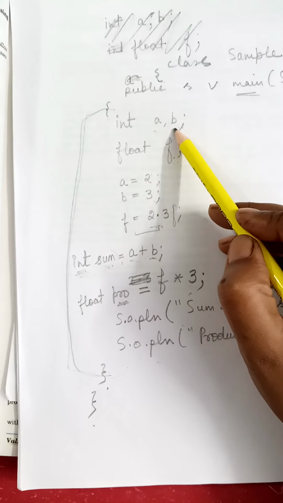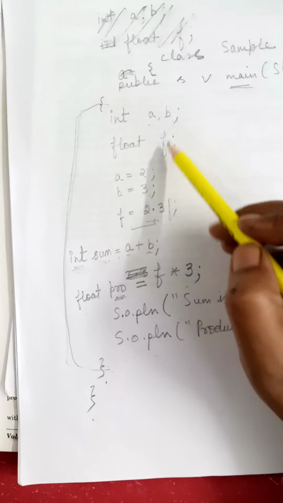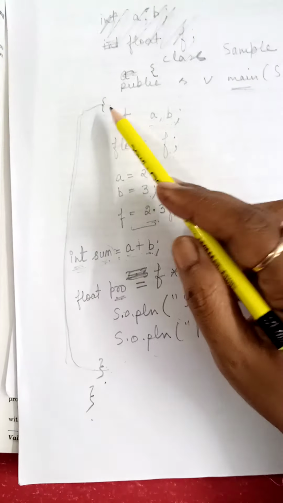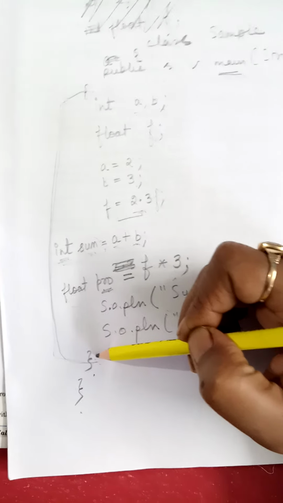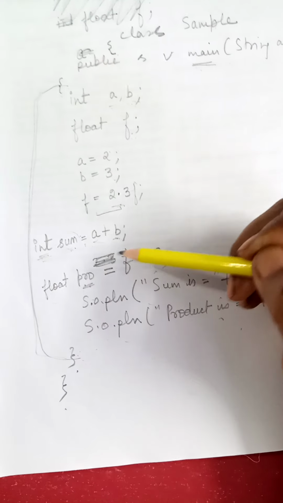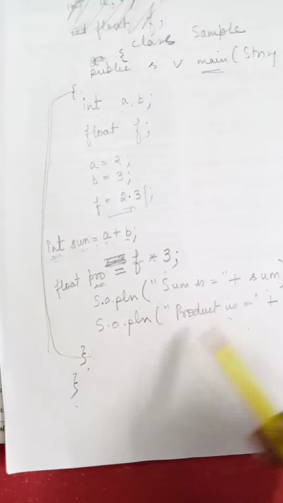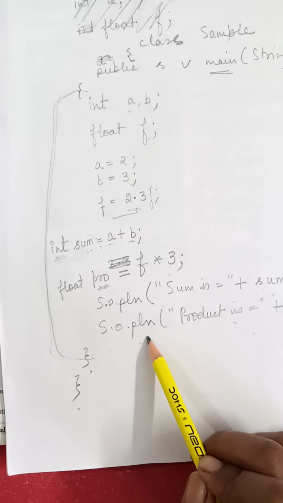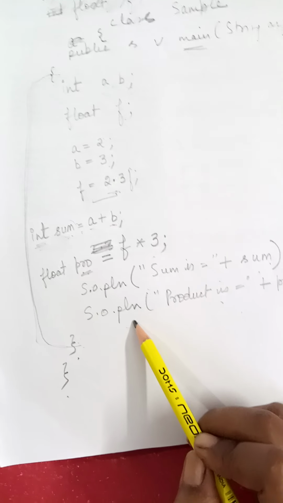So the scope of the variables a, b, f, sum, pro, all of which you have declared in the main function, within the braces of the main function. So the scope of these variables will be limited to this function only. A class can have more than one data member and more than one function also.